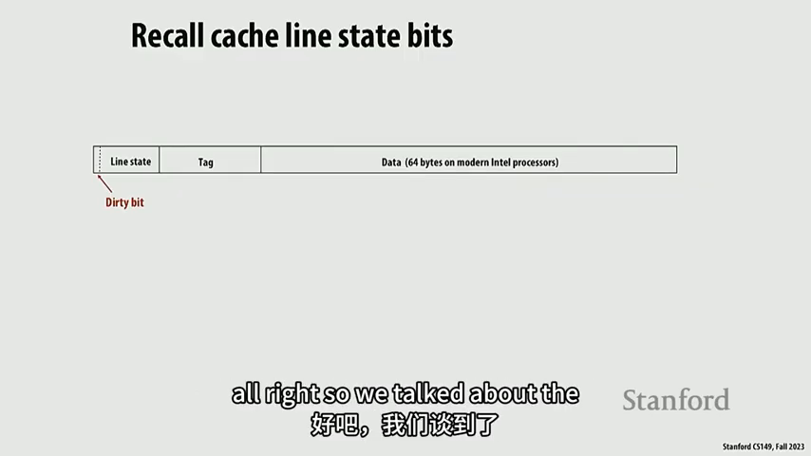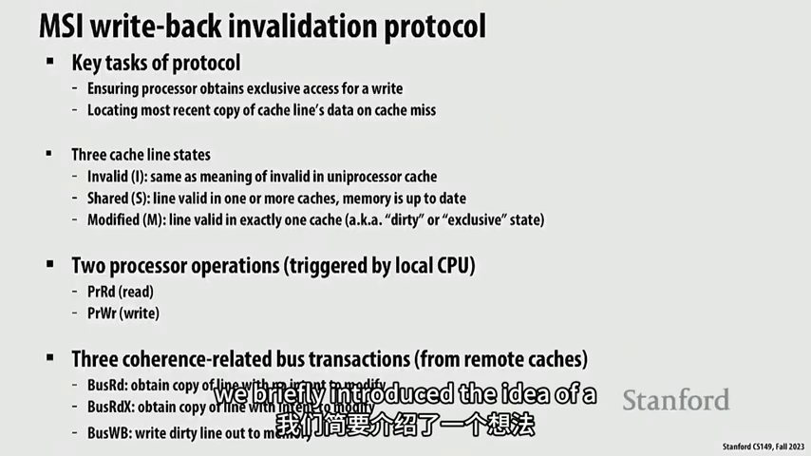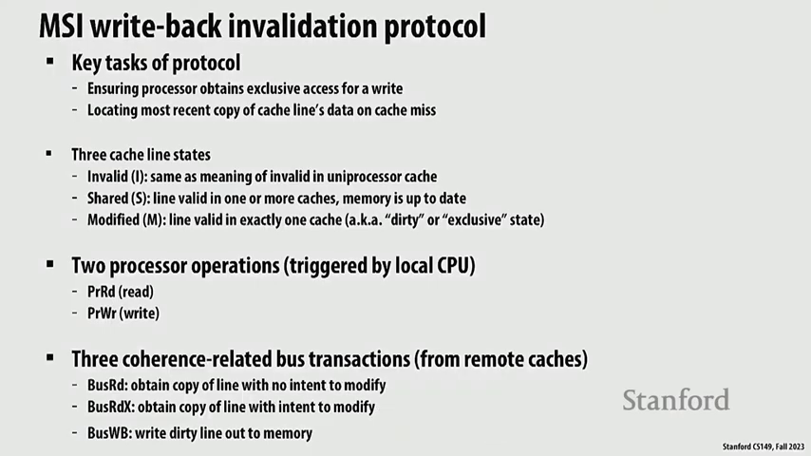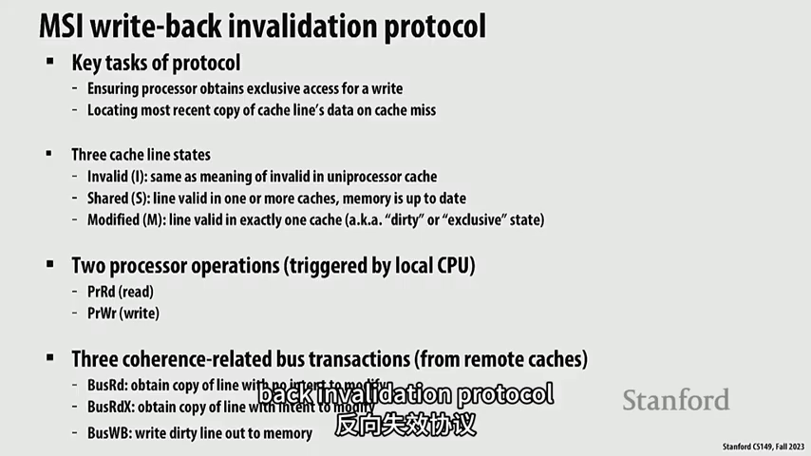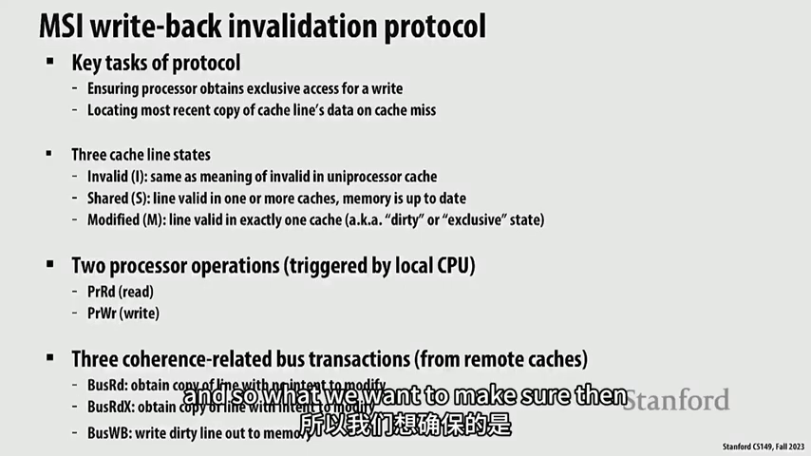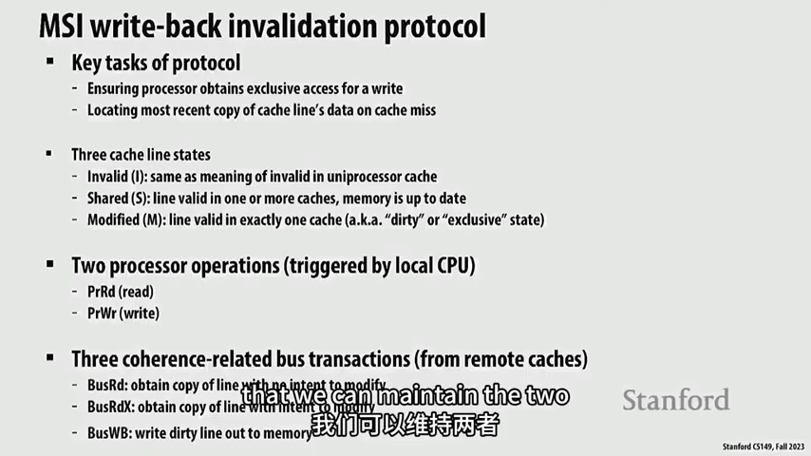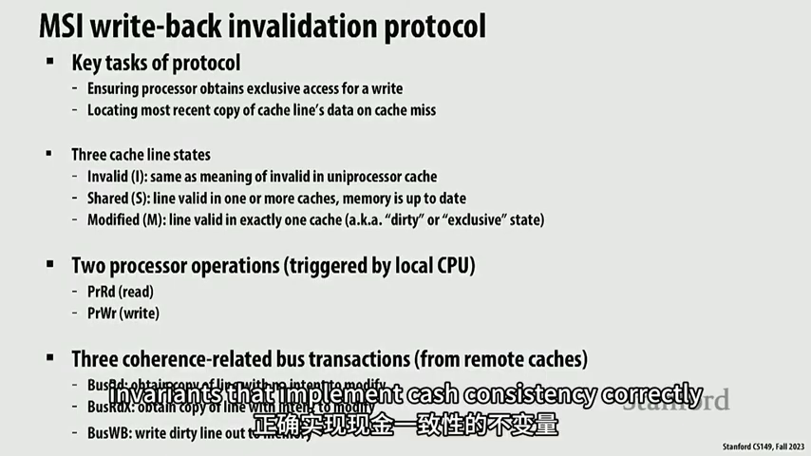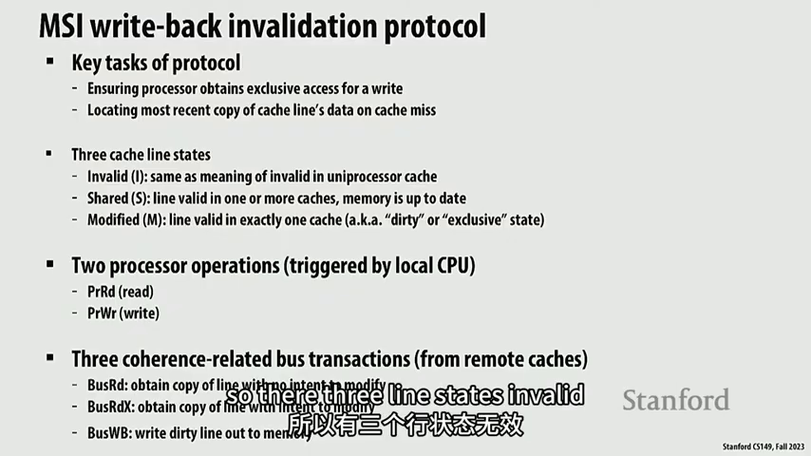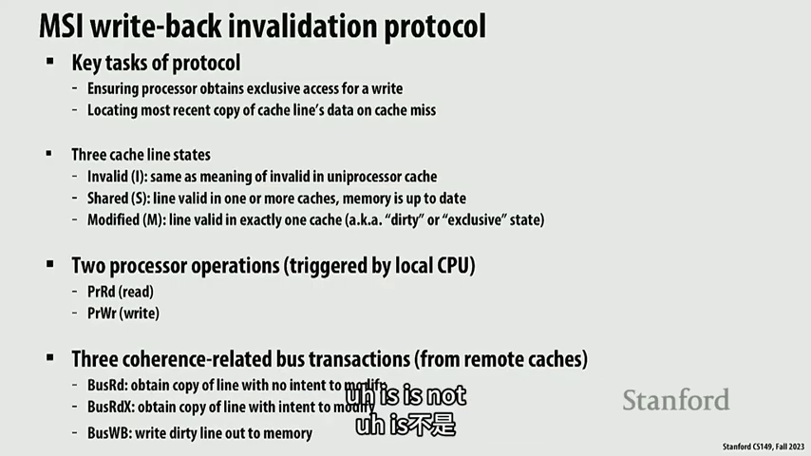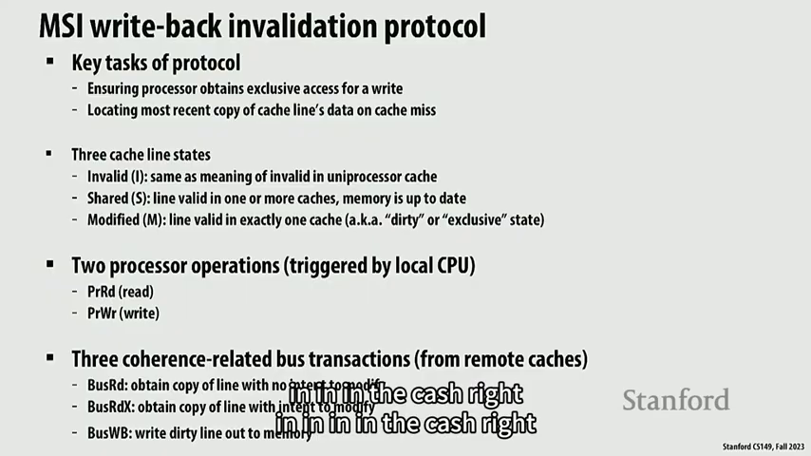All right, so we briefly introduced the idea of a modified, shared, invalid, write-back invalidation protocol. And so what we want to make sure then is that with this protocol we can maintain the two invariants to implement cache coherency correctly. So there are three line states: invalid, which basically means that the cache line is not in the cache, right?